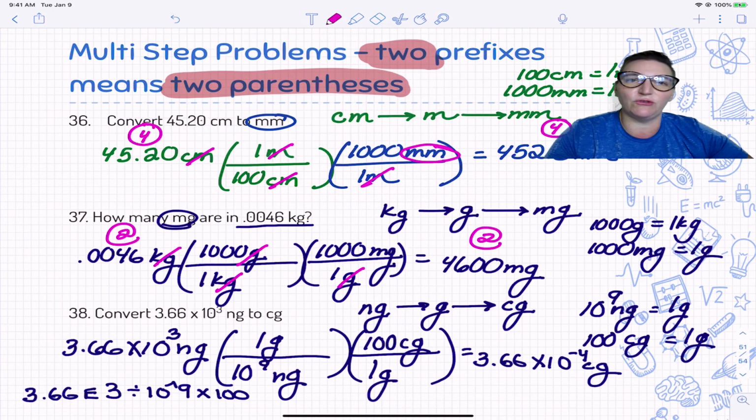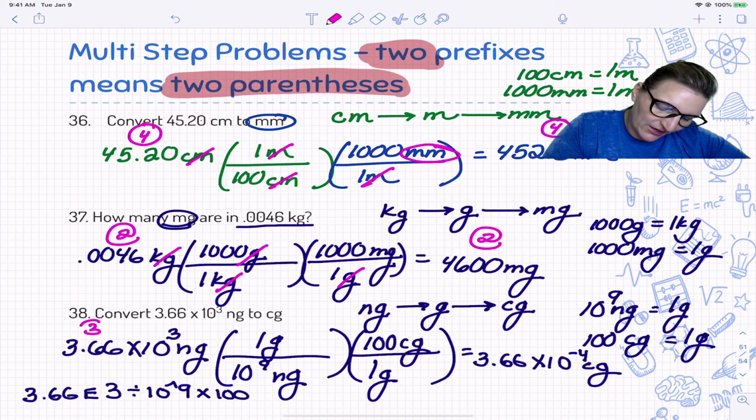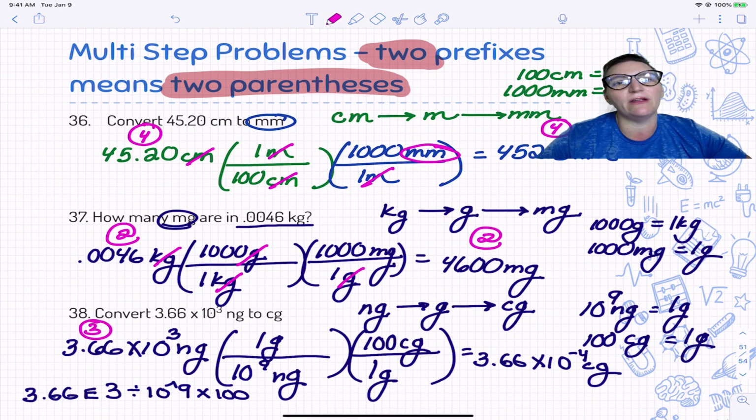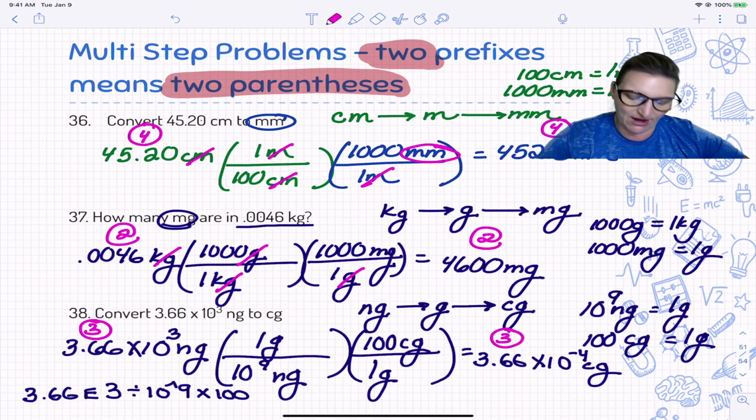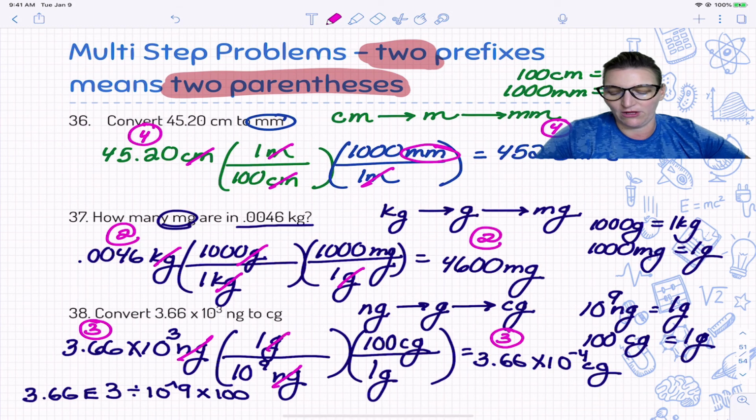And checking over units and sig figs, this number has 3. My metric conversions don't count for significant figures, so my answer should have 3. Nanogram in the numerator and the denominator cancel. Gram in the numerator and the denominator cancel. So the only unit that I have left is centigrams.